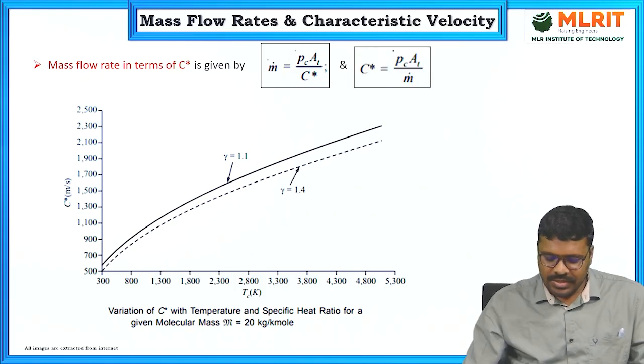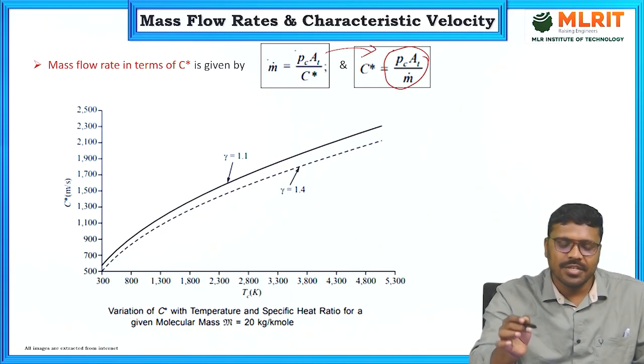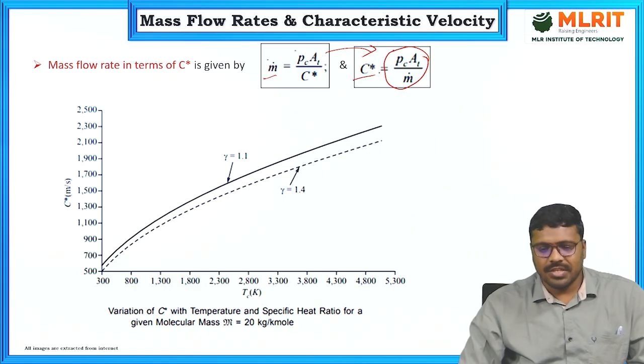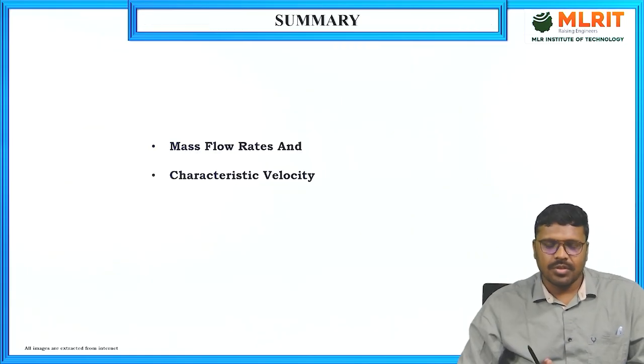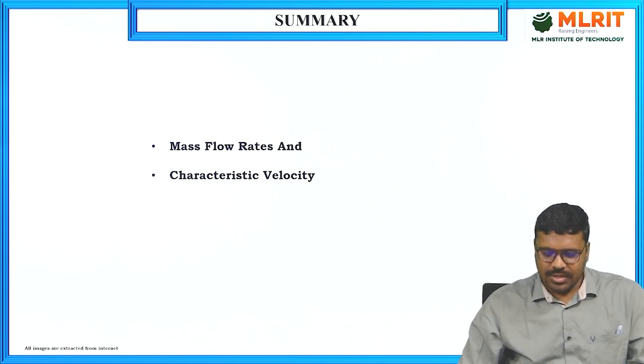That's it. And C star also can be written in terms of m dot. C star is equal to PCAT by m dot. This is the same equation turned around. This is in terms of m dot and this is for C star, PCAT by m dot. So this is about today's topic regarding mass flow rate and characteristic velocity. Thank you.